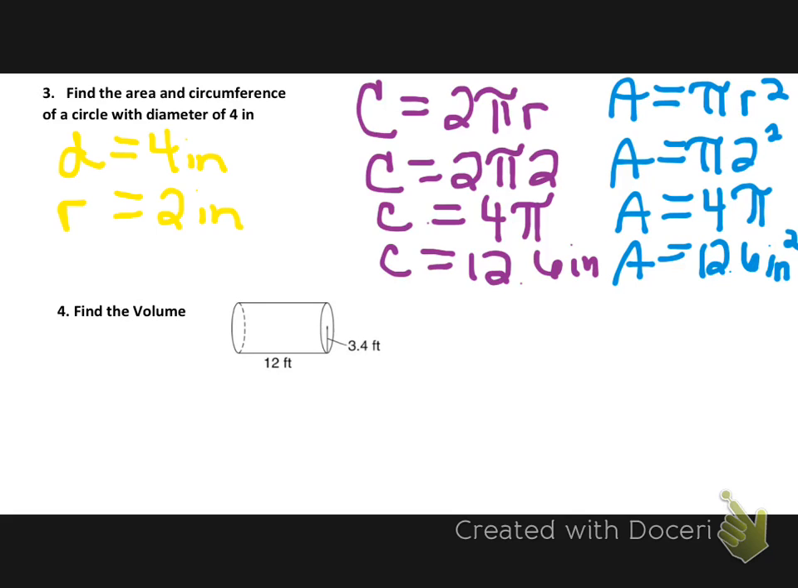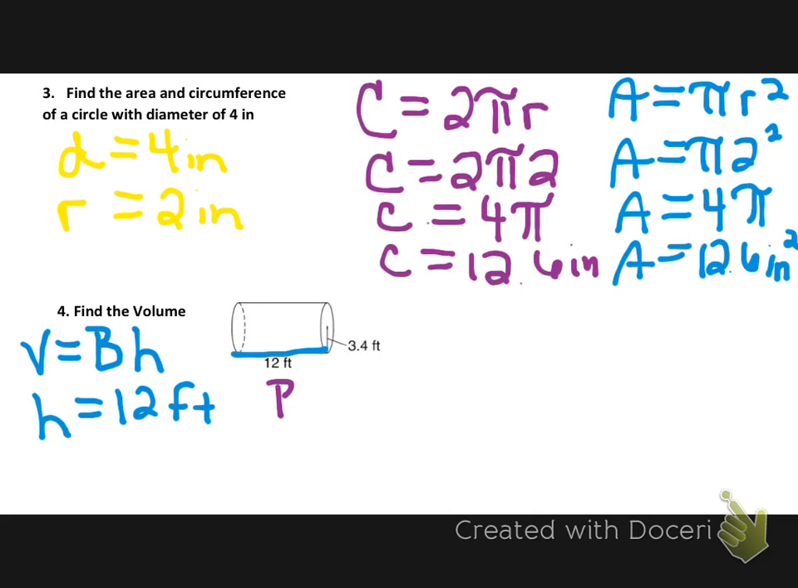Now to find the volume of a cylinder, remember it's the area of the base, that's what the big B stands for, times the height of the prism. Well, the base in this case is a circle. The height is going to be right there, your 12 feet. So now we have to find the area of the base. Remember, the base is a circle, and the area of a circle is pi r squared.